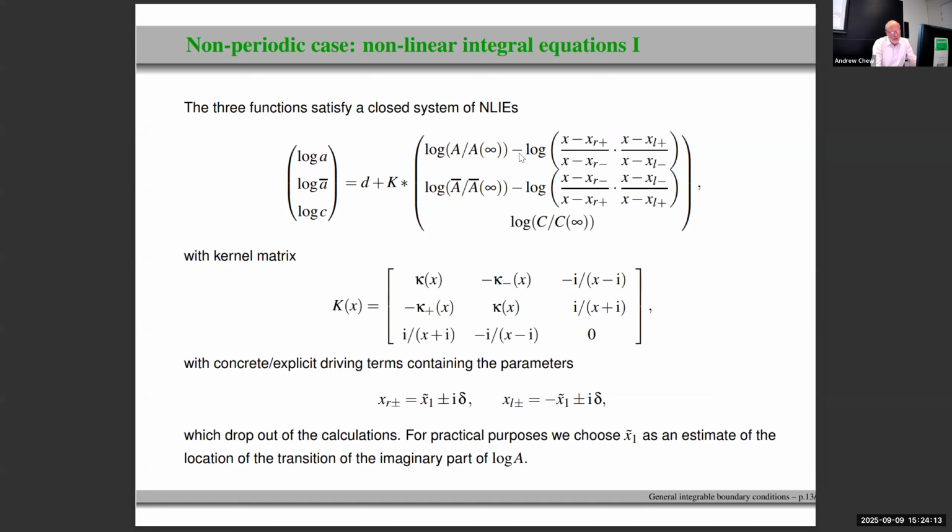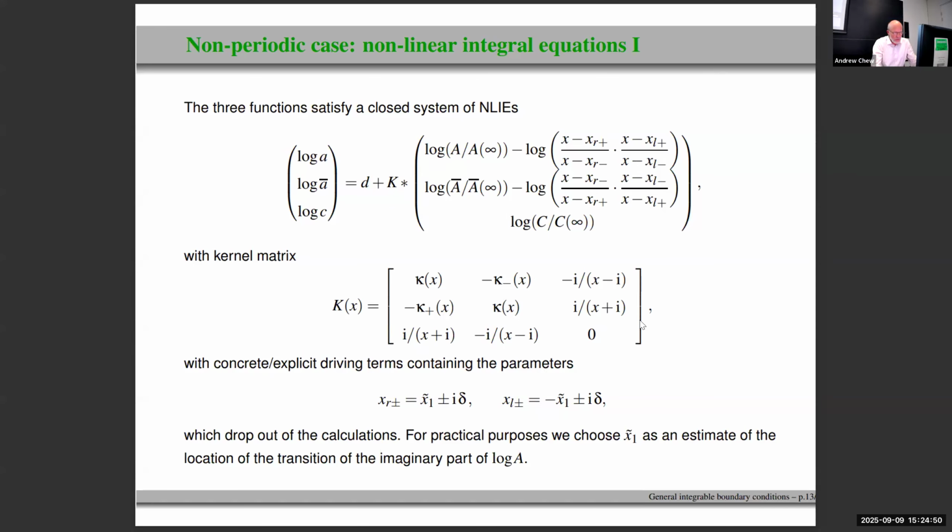There are different ways to write down these equations. I prefer the way to subtract logs of rational functions to have the input data into the kernel of the type without any winding. And these parameters xr plus minus, xl plus minus look, so they have as real part the position x1 that I pointed out before, and these parameters have also some imaginary parts. Anyway, these terms also appear in the driving term.